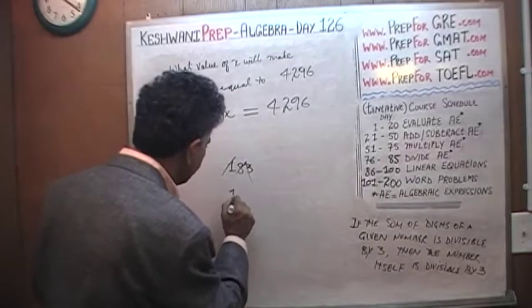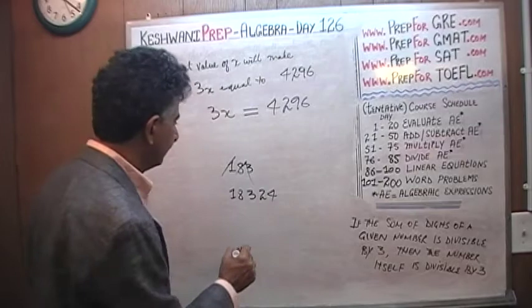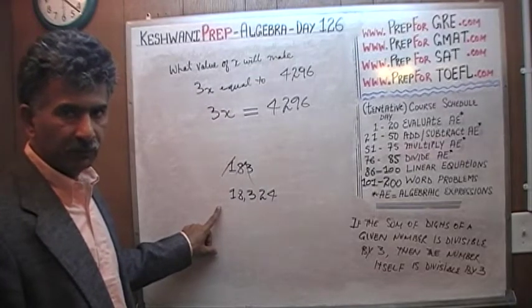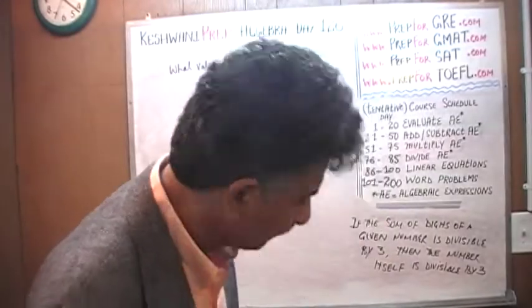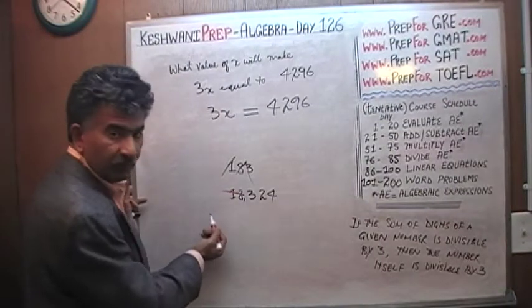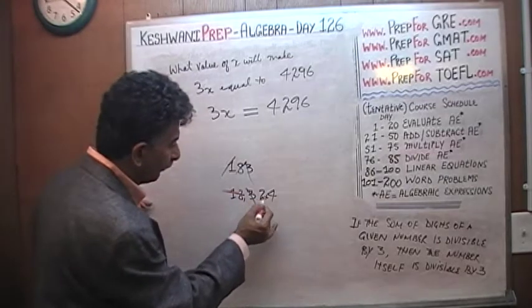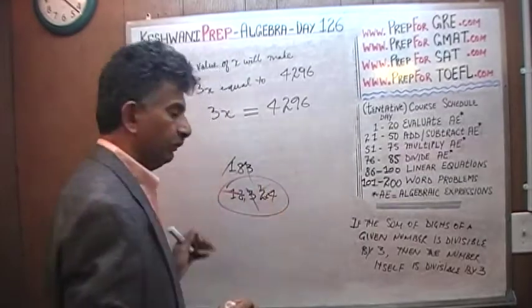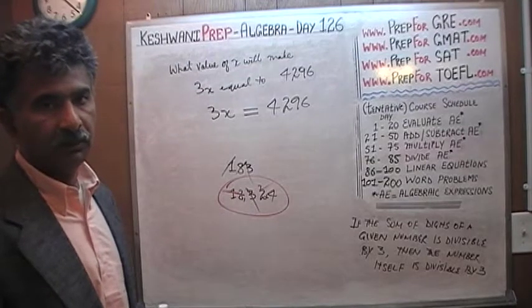What about this number, 18,324? Is 18,324 divisible by 3? Well, let's take a look at the sum of the digits. 1 plus 8 is 9. 9 is divisible by 3, so these two digits play no role. 3 plays no role because 3 is divisible by 3. All we are left with is 2 plus 4. 2 plus 4 is 6, and 6 is divisible by 3. So the whole number is divisible by 3. 18,324 is divisible nicely by 3.